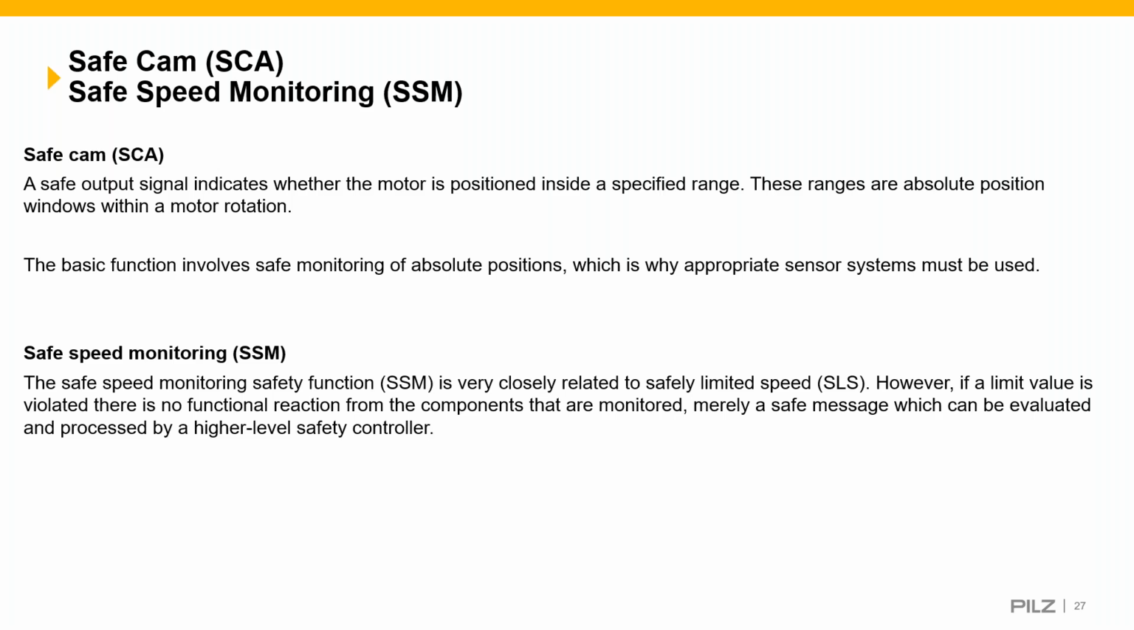Safe speed monitoring. The safe speed monitoring safety function is very closely related to safely limited speed. However, if a limit value is violated, there is no functional reaction from the components that are monitored, merely a safe message which can be evaluated and processed by a high-level controller. So on one side, the controller can perform more complex reaction functions, while on the other, the safety function can be used for process monitoring in this case.